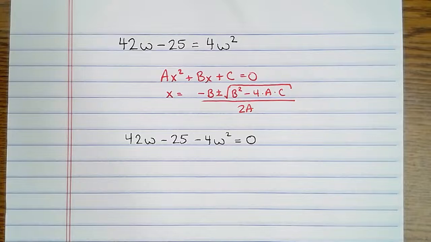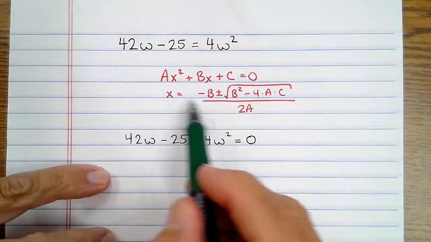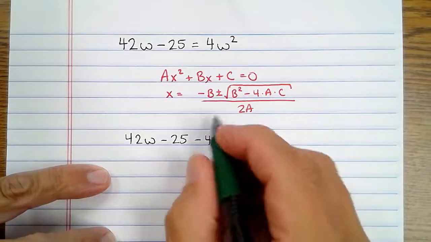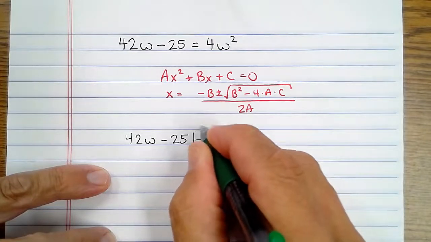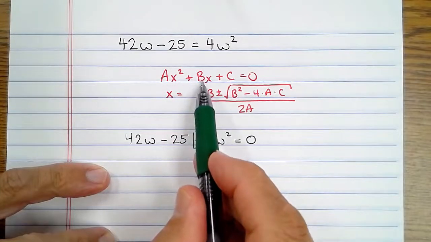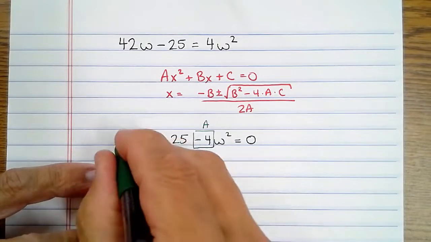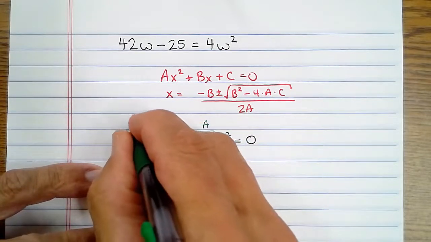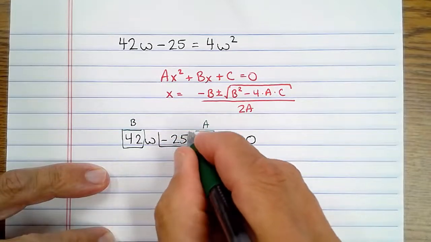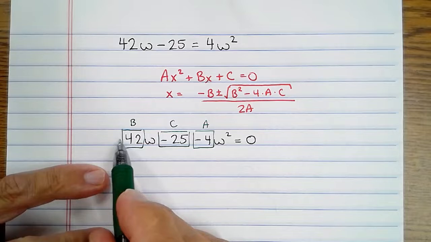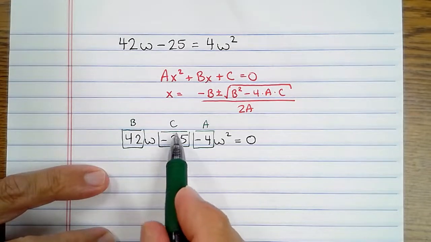And now we can figure out what the coefficients are. A in this equation is always what's in front of the squared term. So here's my squared term, so this right here is what we call A. B is what is in front of the linear term to the first power. In this case, 42 is what is in front of the w to the first power, so that's going to be B. And then C is my constant term, the term that has no variable in it, and that's going to be negative 25. If there's no sign in front of it, it's a plus. If there's a negative in front of it, it's minus.